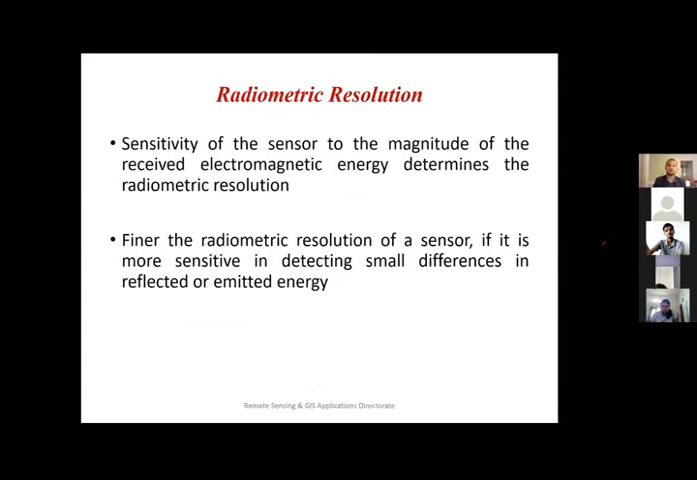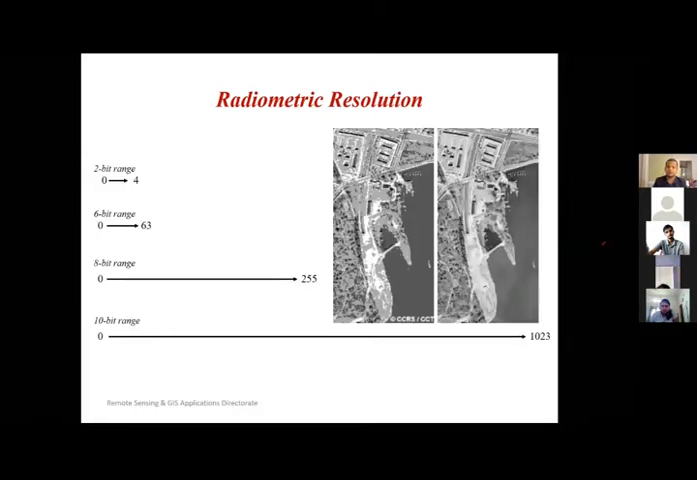Now comes the radiometric resolution. This is the last resolution that we are interested in for remote sensing images. This is nothing but the sensitivity of the sensor to the magnitude of the received electromagnetic energy, and it is given in bits. We all might have heard about 16-bit images or 8-bit images or 10-bit images. What does that mean?